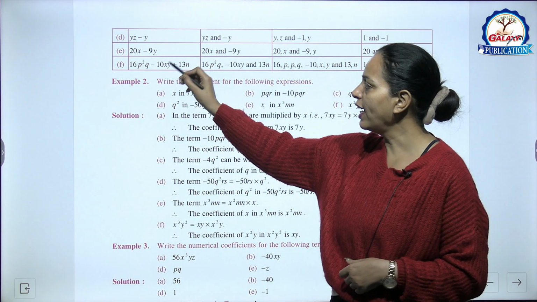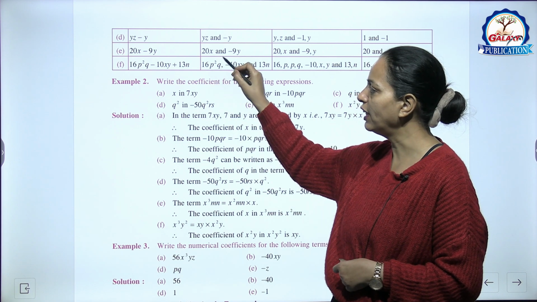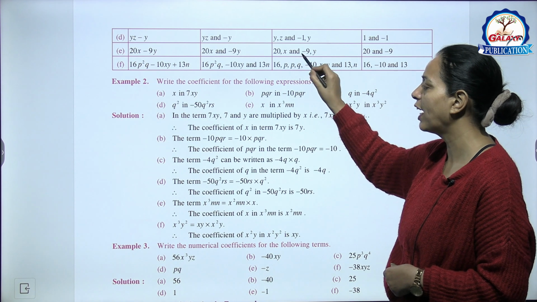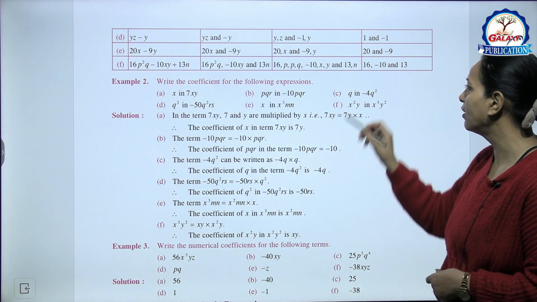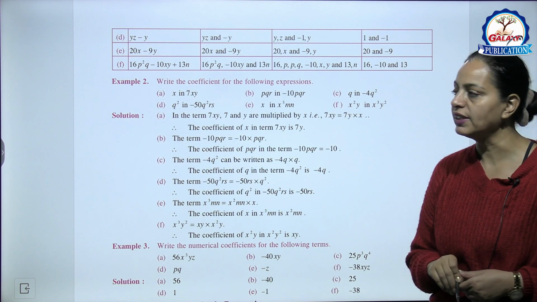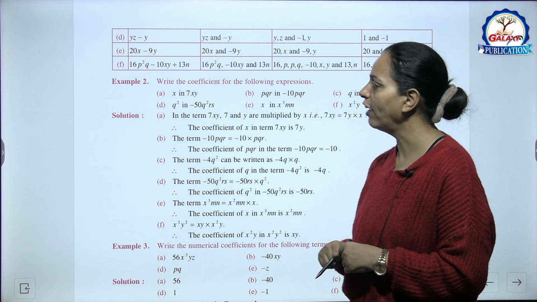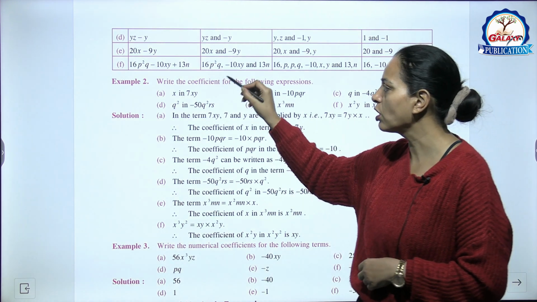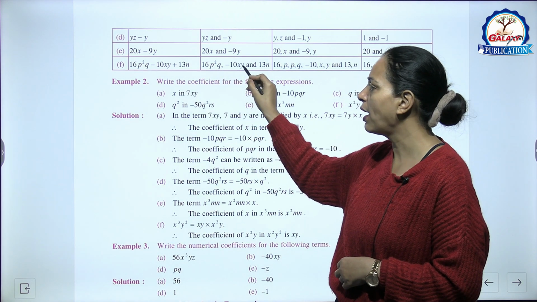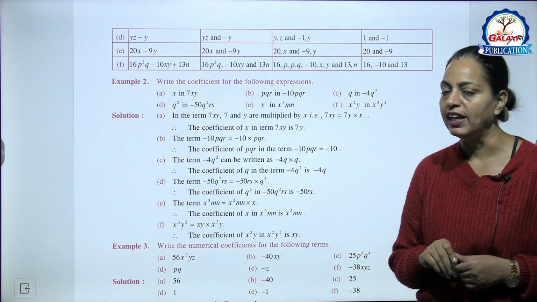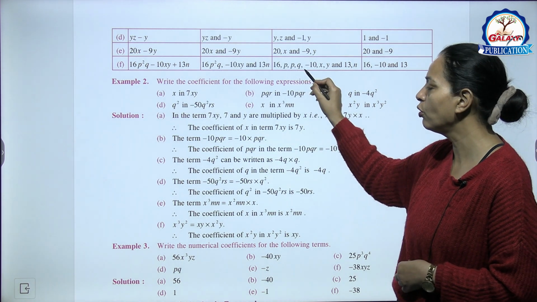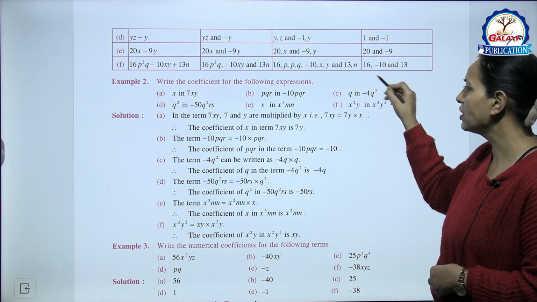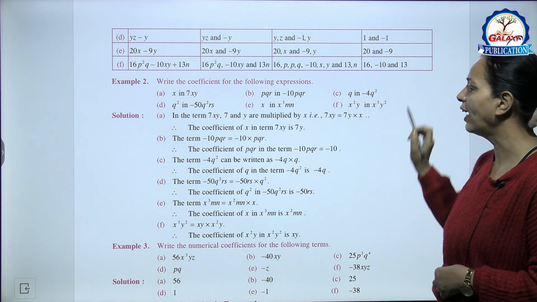E part, 20x minus 9y, terms are 20x and minus 9y, and here factors are 20 and x and minus 9 and y, and here coefficients are 20 and minus 9. Now last part, F part, 16p square q minus 10xy plus 13n. So terms are 16p square q, minus 10xy and 13n, and factors are 16, p, p, q, minus 10, x and y, and 13, n, n, and coefficients are 16, minus 10 and 13.